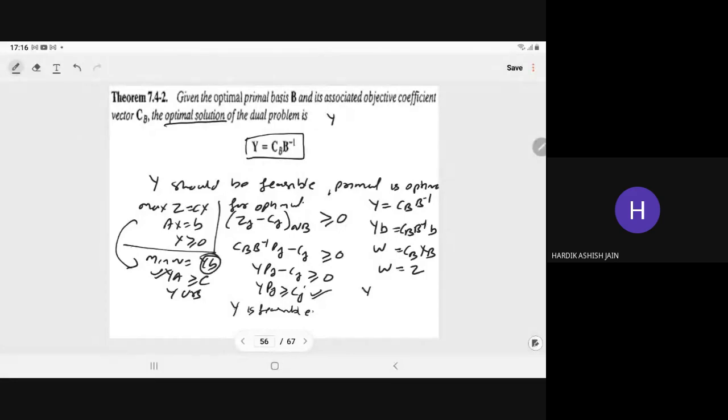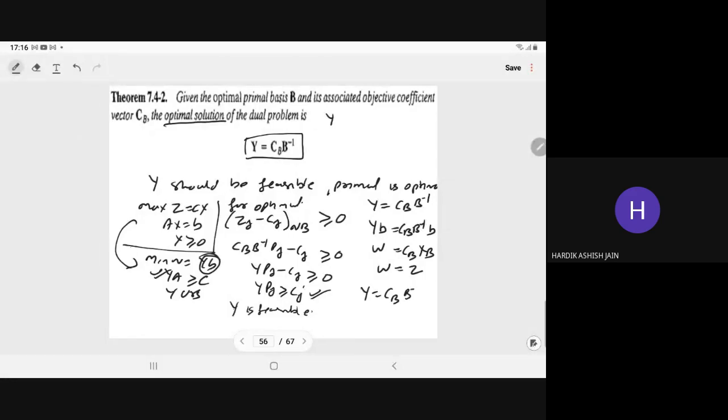Now you can say y is equal to cb B inverse is an optimal solution of the dual problem, right? So each optimal solution is the first feasible solution. Clear? Online clear?